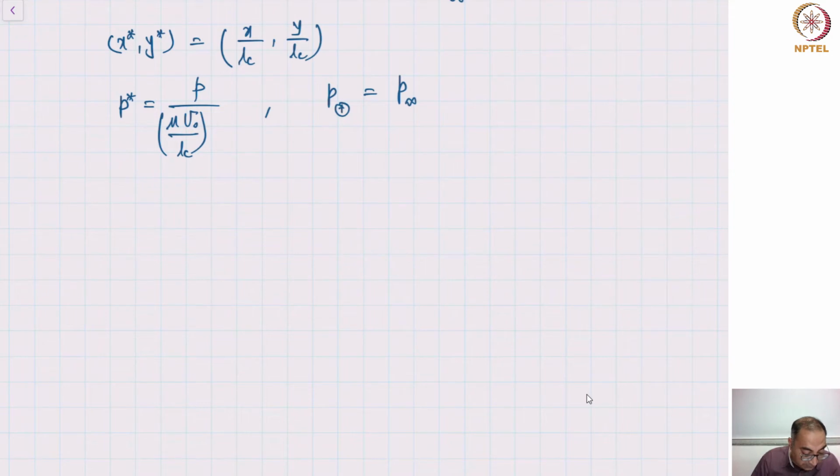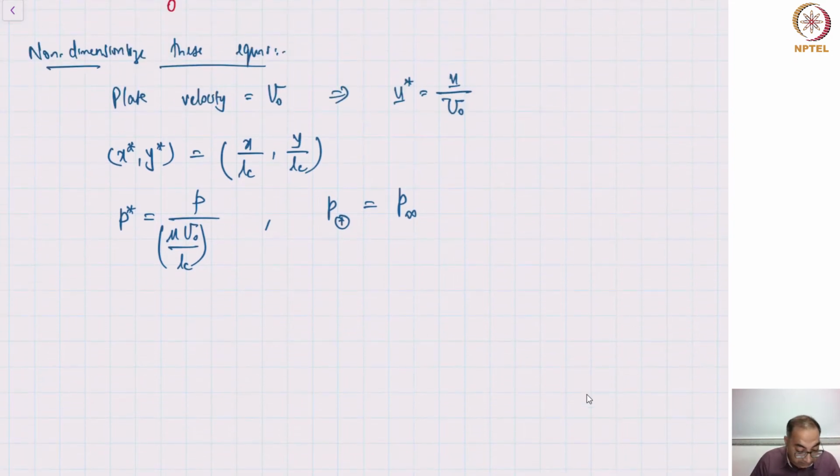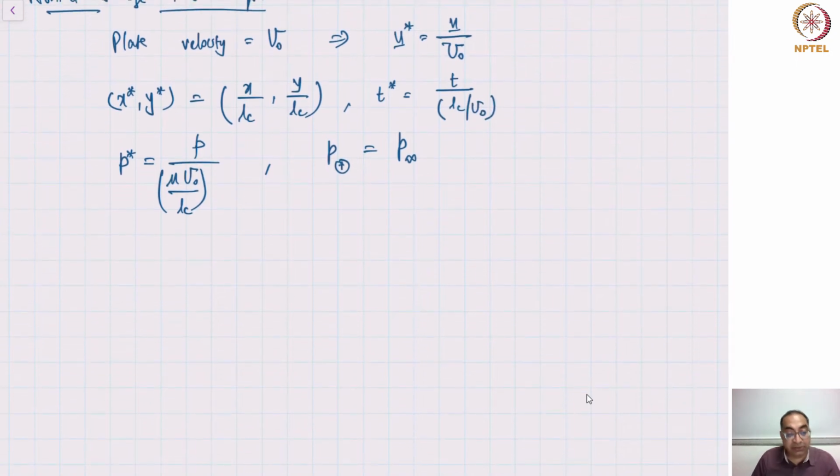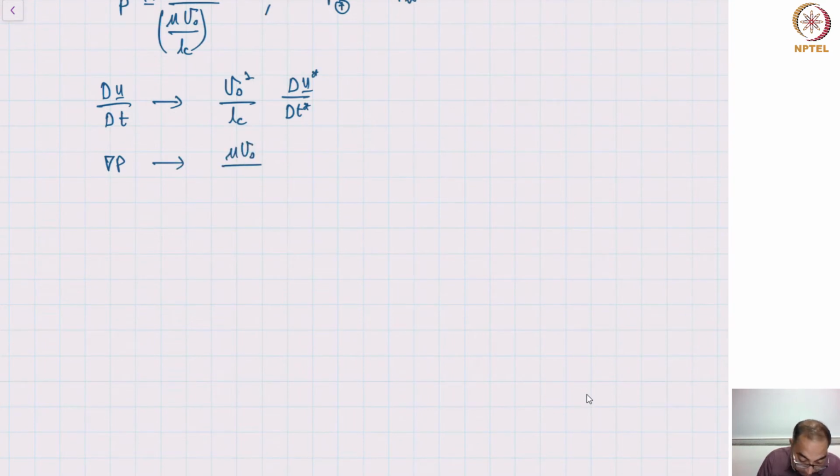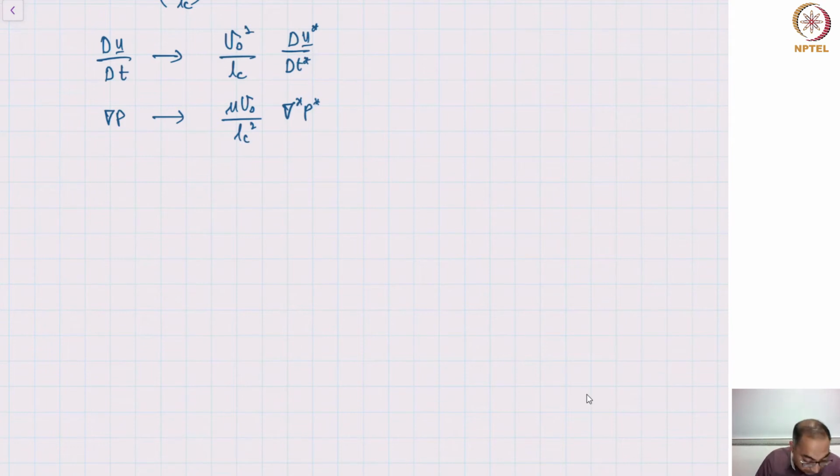right? So if I take these non-dimensional scales, and the time scale would be, if I substitute these non-dimensional scales into the problem, then we would have the total derivative, this would simply become u0 square by LC, the pressure term would become as follows: mu u naught by LC square, viscous term.